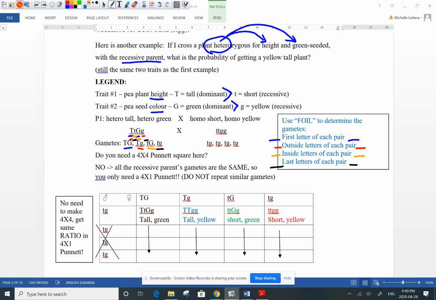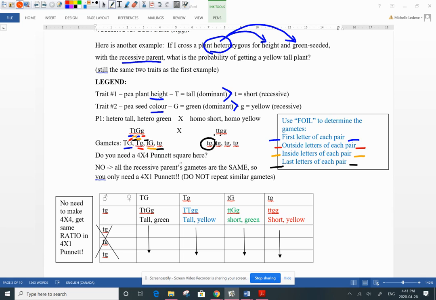Now, do we have to use FOIL for the second parent? No, we don't. All that this parent has is little t's and little g's. So we have the double recessive. If you want to write them out, you sure can. Go right ahead. Little t, little g, little t, little g. Do it 4 times over and do a 4x4 Punnett square.